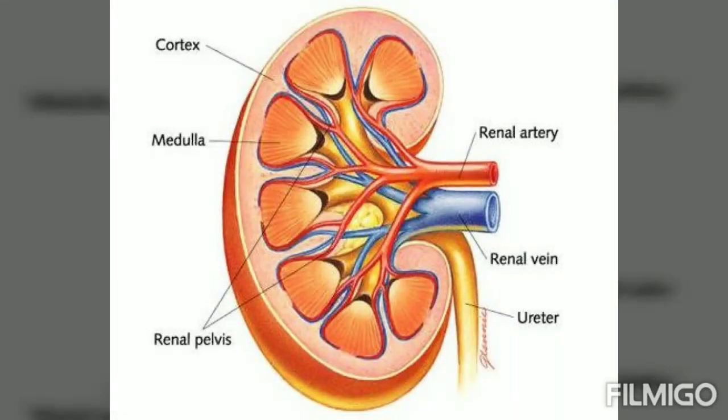Let us see the cross section of kidney. The outermost layer of kidney is known as cortex, which is protective layer. The middle layer is known as medulla, where the actual filtration of blood takes place by the nephrons. Then comes renal pelvis, where the filtrates get collected and transferred to the ureter. Through renal arteries, blood enters into the kidney for the filtration, and through renal vein, blood comes out after filtration from the kidney.